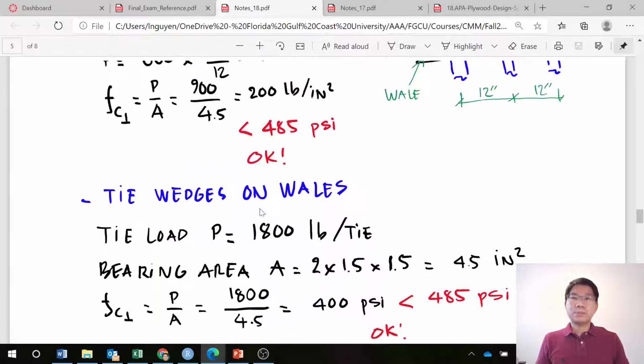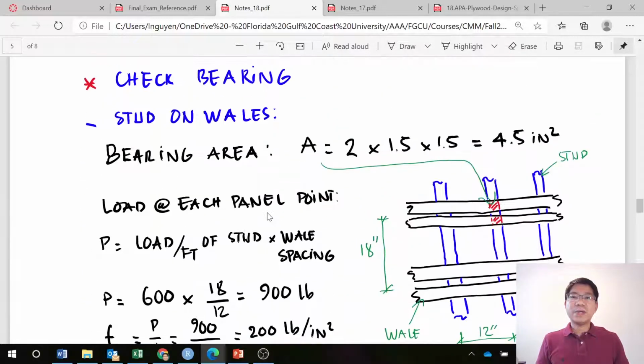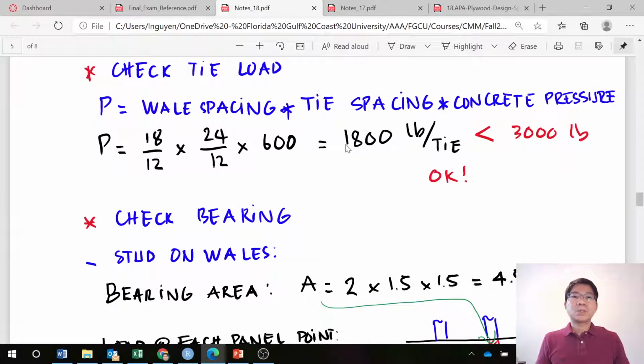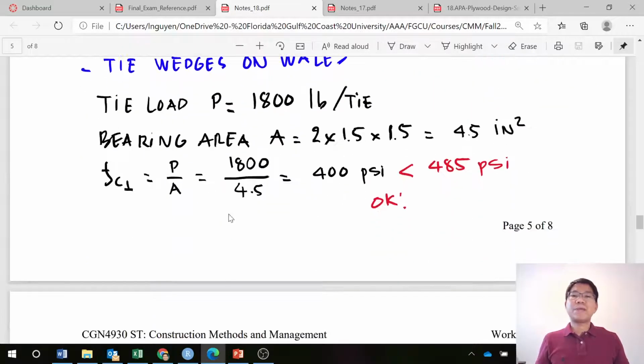And the tie load that we already determined, check for tie load, 1800 pounds per tie, that is the actual load. So we can determine the actual stress, in this case the perpendicular to grain strength, compression perpendicular to support: 1800 divided by 4.5, you get 400 psi, and that is less than the allowable 485 psi.